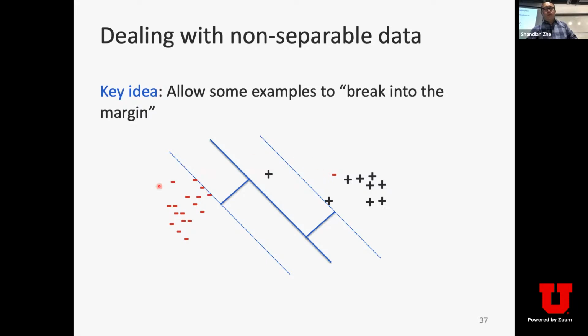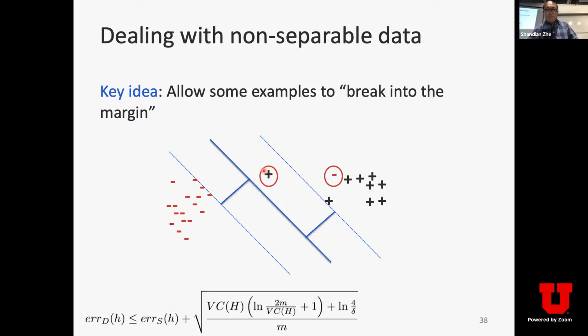For example, here are two sets of examples, positive and negative. We know that they are not linearly separable. Then we can kick out some examples, and the remaining majority will still be linearly separable. We just maximize the margin for the remaining majority. That means the outliers here will be allowed to break into the margin.